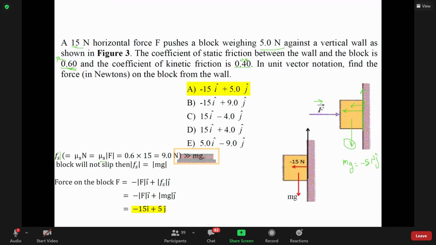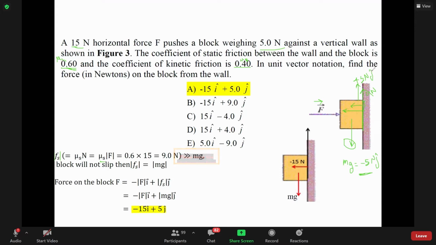Now we have to ask ourselves: the capability of the friction here is up to 9 Newton. But what you have here is 5 Newton. This means the weight is not enough to pull the object down. The weight of the block is not enough to slide it down, so the block will be standing still. As a result, the actual friction is plus 5 Newton J hat.